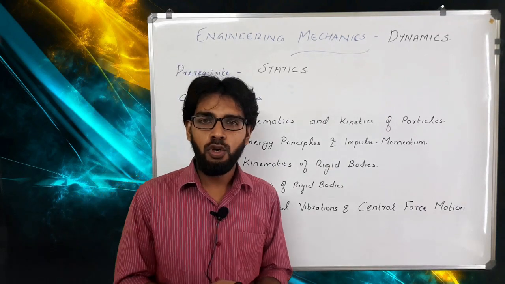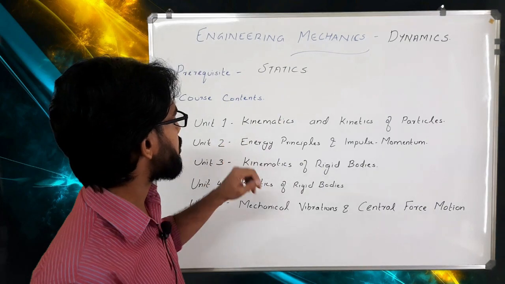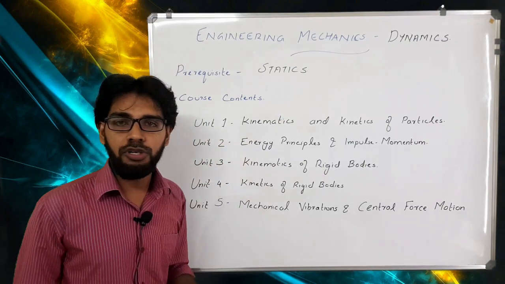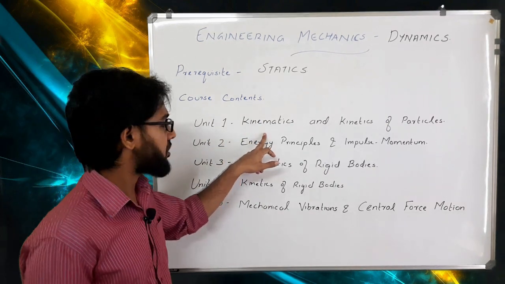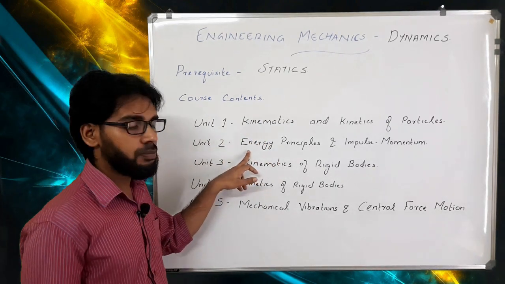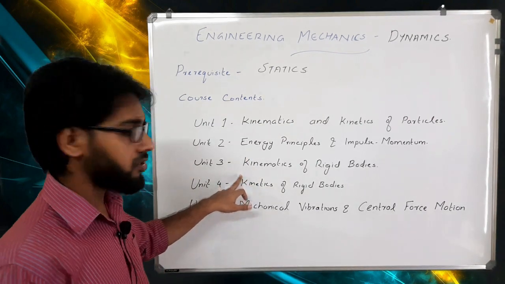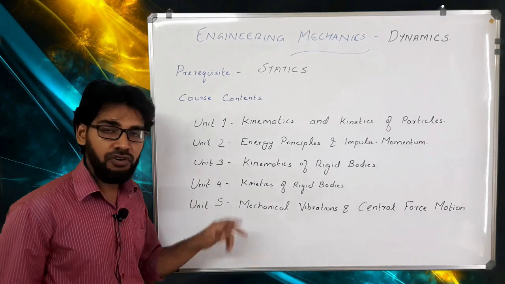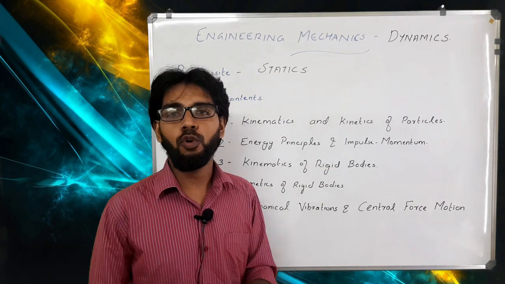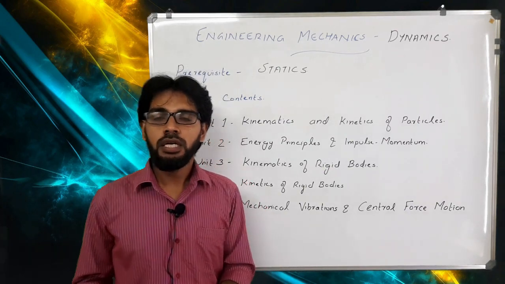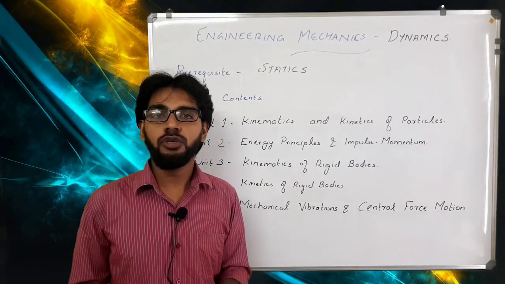Now, let us discuss what you will be covering in this series of lectures. The course is divided into 5 units or modules. They are Unit 1, Kinematics and Kinetics of Particles; Unit 2, Energy Principles and Impulse Momentum; Unit 3, Kinematics of Rigid Bodies; Unit 4, Kinetics of Rigid Bodies; Unit 5, Mechanical Vibrations and Central Force Motion. These are the topics which we shall be covering in this entire lecture series.